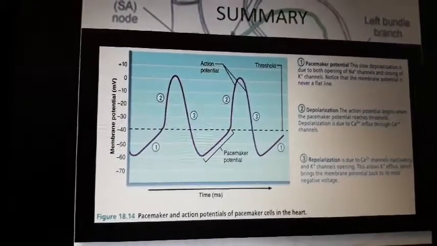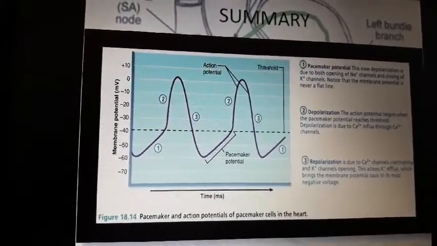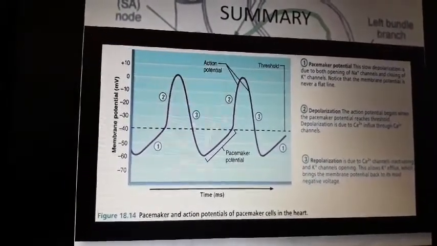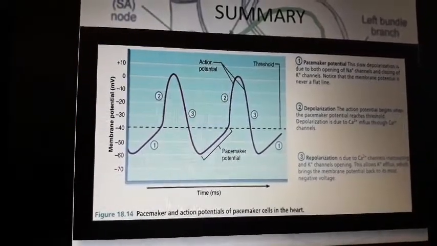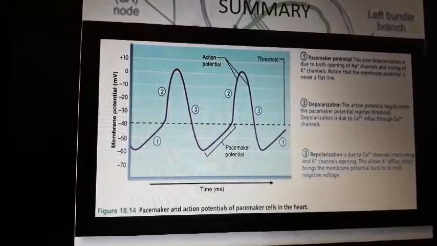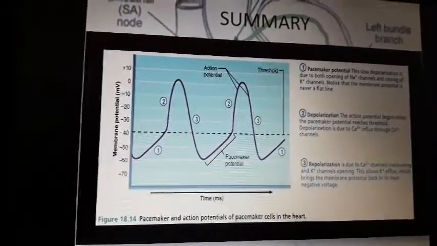So here, as we come down to the end of the pacemaker potential, we realize that the topic is so easy but we confuse it in our day-to-day lives. And now I hope that it would be much easier for you to understand and retain.